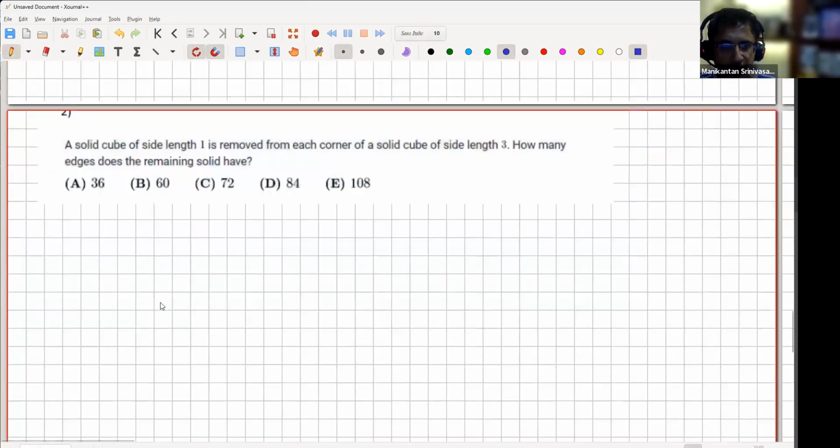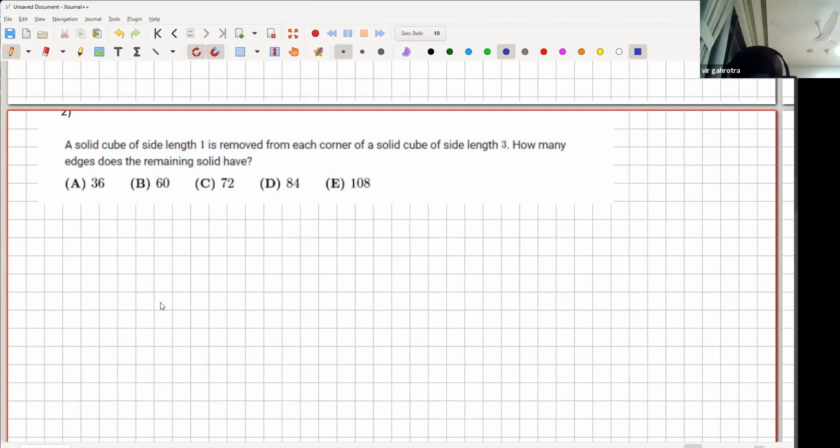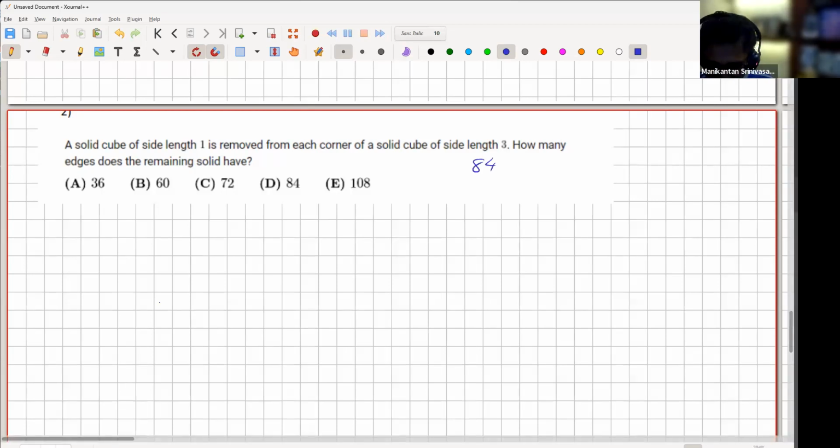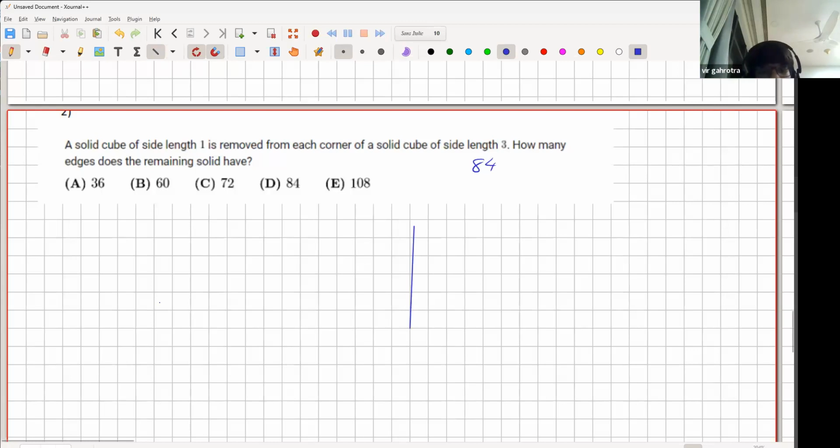A solid cube of side 1 is removed from each corner of a solid cube of side length 3. How many edges? Yeah, Veer, go ahead. I got 84, because I drew the cube and I said that every removal of one cube adds 9 edges, therefore adding to the initial number of edges, therefore 12 plus 9 times 8 is equal to 84.